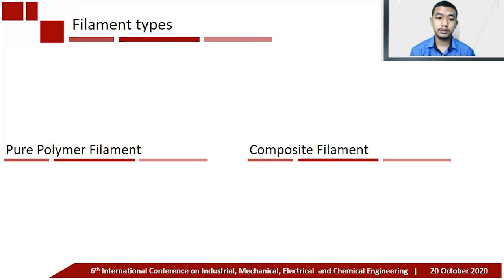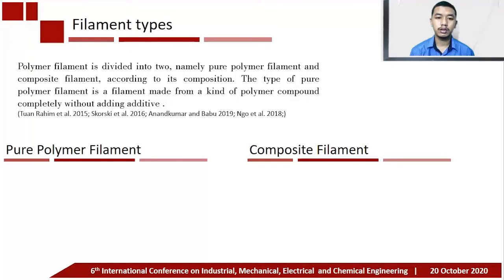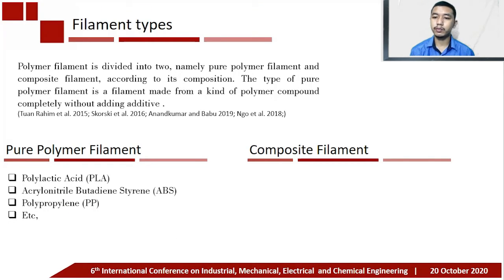Next, filament types. As I said before, polymer filament is divided into two, namely pure polymer filament and composite filament, according to its composition. The type of pure polymer filament is a filament made from one kind of polymer compound completely without adding additives. There are many types of pure polymer filament commercially. Some examples: polylactic acid, PLA, acrylonitrile butadiene styrene or ABS, polypropylene, and others.